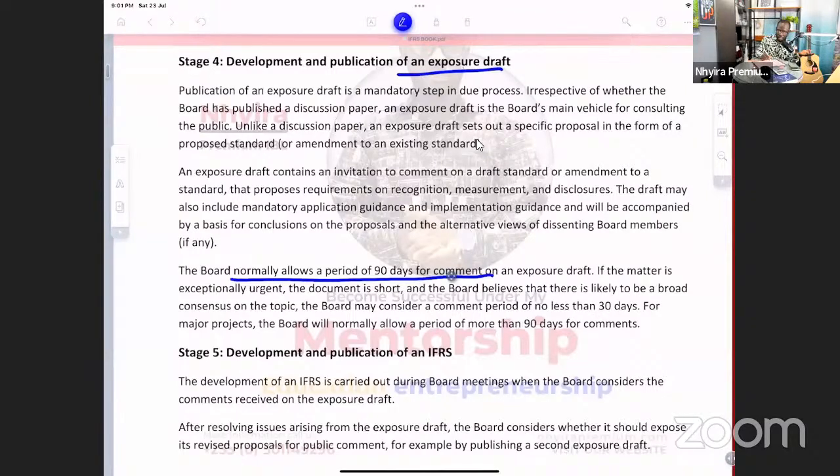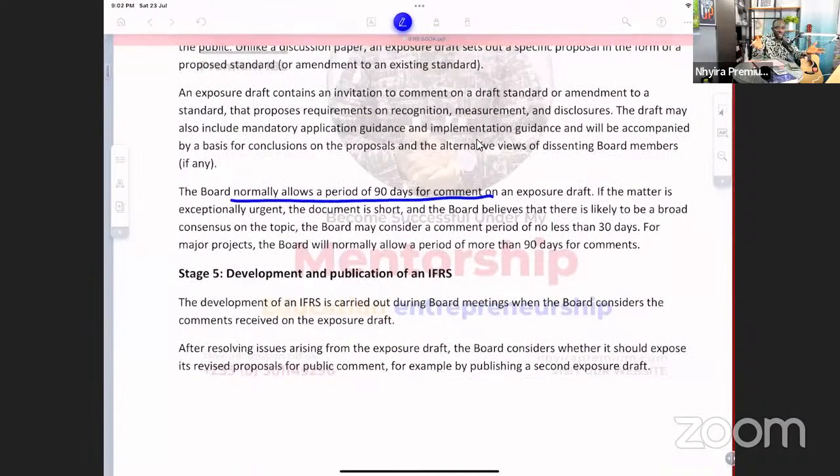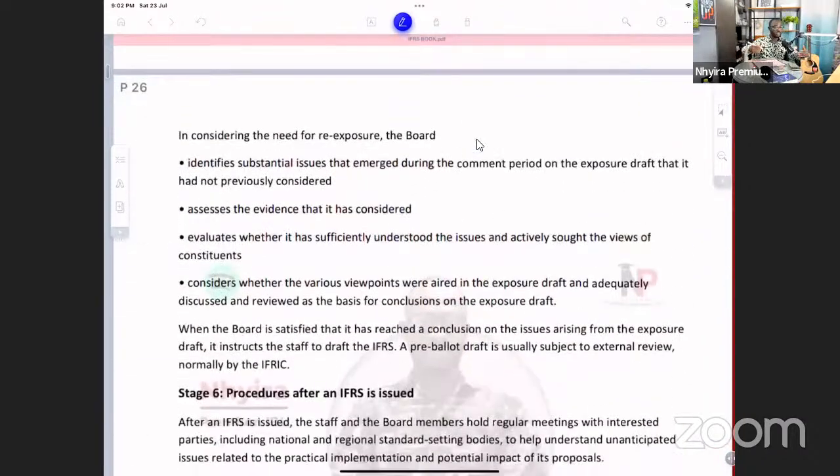So if after that, the board is satisfied about what has been done, then definitely they will develop it and then they will publish the IFRS. So you will see, you'll be there now, IFRS 100. It's talking about what? It's talking about the development and publication of the IFRS. Then certainly you don't end there.